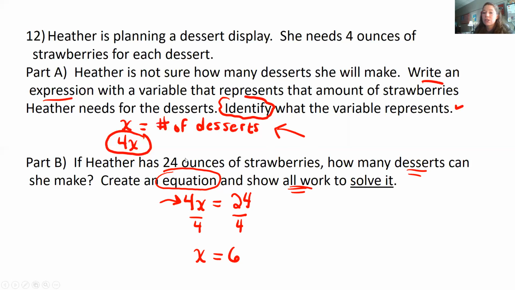So when you're answering those short response questions, make sure you go back and read the question and make sure you've done all the parts so you'll get full credit.